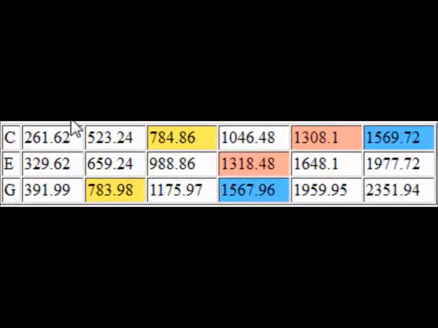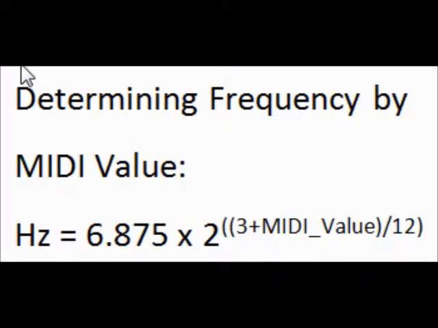Now I keep on mentioning frequencies in terms of numbers, and you're probably wondering how I obtained these numbers. Well, there is in fact a formula to find out the frequency of a note. It's rather simple, but it looks intimidating. The formula is Hz equals 6.875 times 2 to the power of (3 plus MIDI pitch) divided by 12. The MIDI pitch is simply a standard used in music to determine the value of a note. For example, the MIDI value for C is 60, so the equation would look like so.